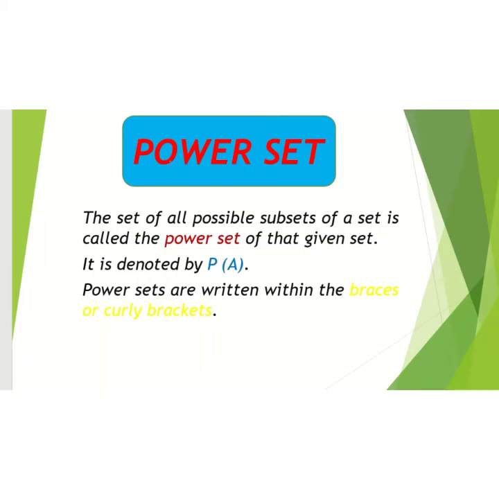Today we are going to learn about the power set. The set of all possible subsets of a set is called the power set of that given set. It is denoted by the capital letter P and the name of the set is written within the bracket. Power sets are written within the braces or the curly brackets.